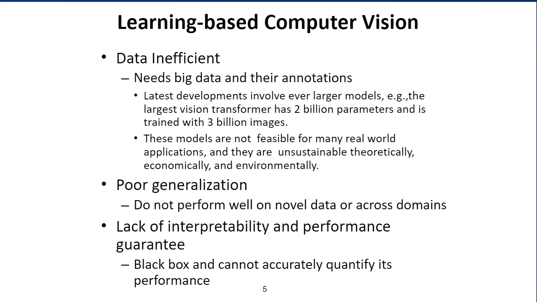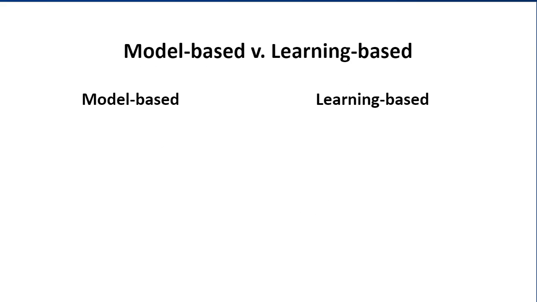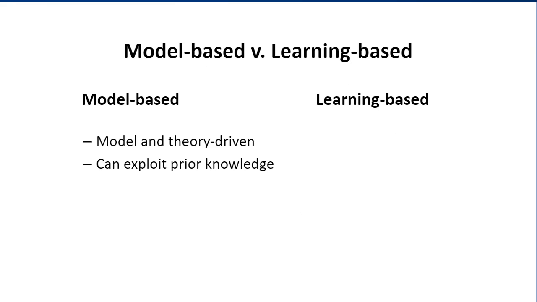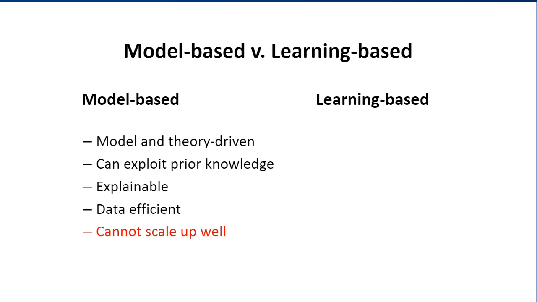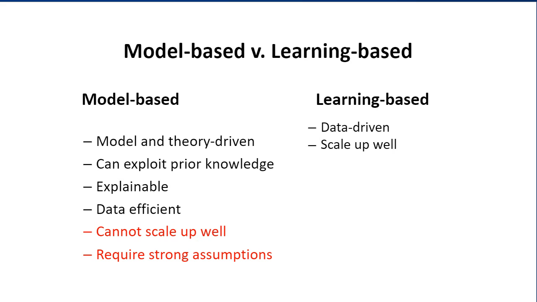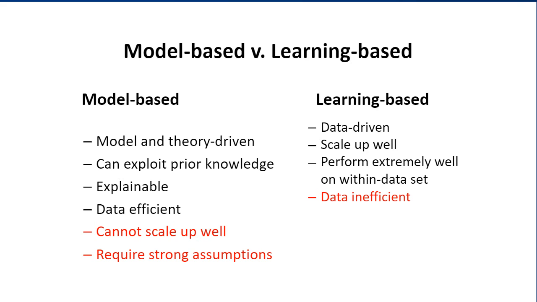Before I introduce our solution, I want to give you a side-by-side comparison between traditional model-based computer vision and learning-based computer vision. Model-based computer vision is model and theory-driven, and it can effectively exploit prior knowledge. It is explainable and data efficient. However, it cannot scale up well, and it requires strong assumptions for some models or theories. Learning-based models, on the other hand, are data-driven. They scale up very well, and perform extremely well within a dataset. However, they are data inefficient, uninterpretable, and cannot exploit prior knowledge.